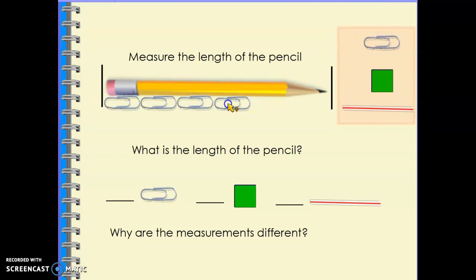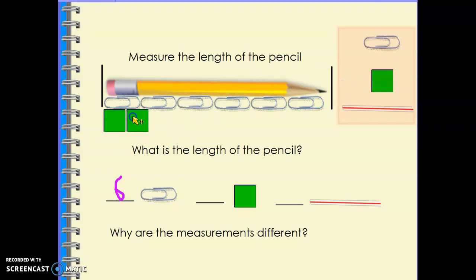So I have 3 paper clips, 4, 5, 6. We're going to say that the length of a pencil is about, so we're estimating, about 6 paper clips long. Okay, so now let's use the squares to measure.